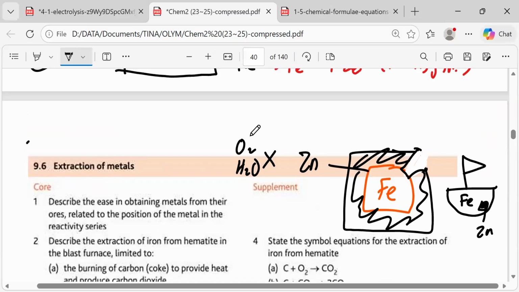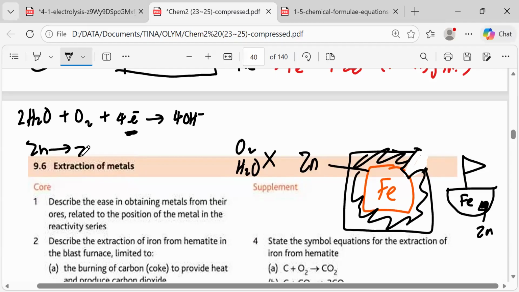Zinc. So when the water and the oxygen come and tell them, gangster, I want my electrons. I want my electrons. Iron is like, don't want to give. Zinc say, I give, I give, I give, I give. So zinc corrodes. Zinc is the one that corrodes. What does iron do? Nothing. So zinc is more reactive.